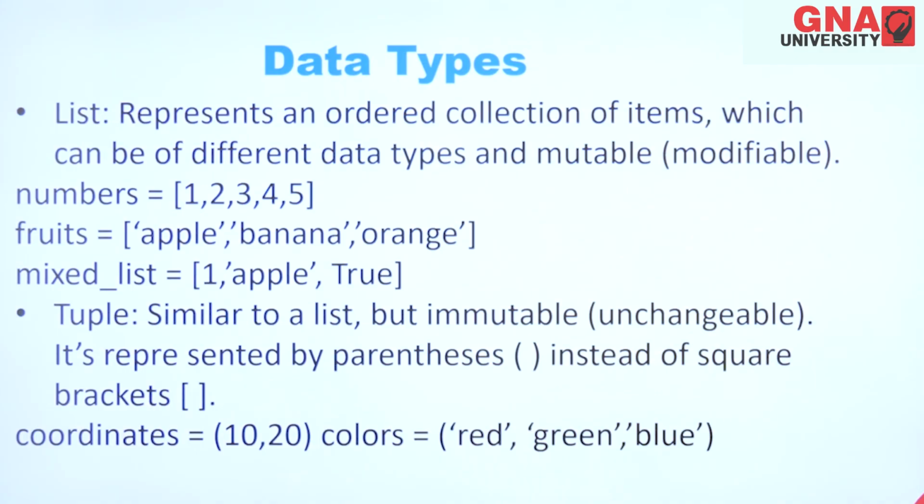Similarly, tuples are similar to lists but immutable. Immutable means that these are unchangeable. They are represented by parentheses instead of square brackets. So we declare the tuples in parentheses. Similar to the list, we write a comma between each item. But tuples are not modifiable, whereas the list is modifiable.